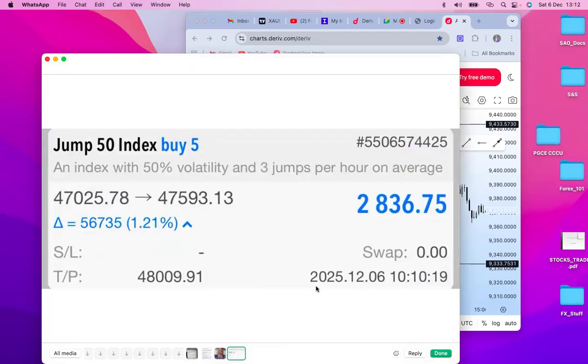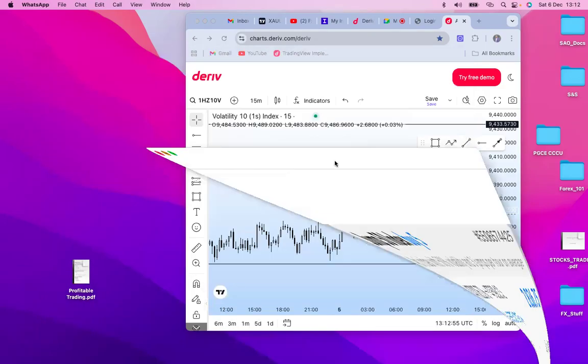I think I picked it. What time did I take it? Yeah, it was 10. That's when I picked it. It's still ongoing. I'm still holding it. I think the target is 3,500 or something like that. And so I'm going to show you how I did that too.